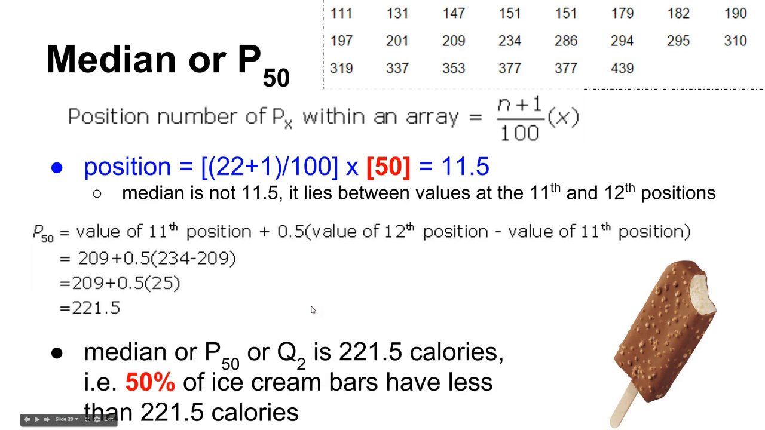That means our median is 221.5 calories. Half of the ice cream bars have a caloric content that is less than 221.5 calories. It could be some of them are smaller. It could be some of them have less sugar added. Those are the 2 primary reasons. So, in the end, that is our median. If you were to look at it, you'd notice that 11 of the data points would be less than the X, and 11 of the data points would be greater than the X.